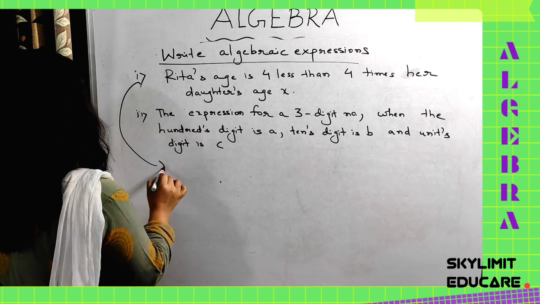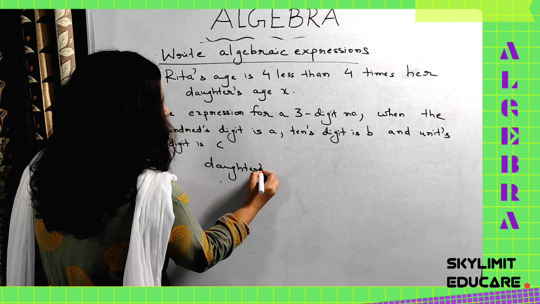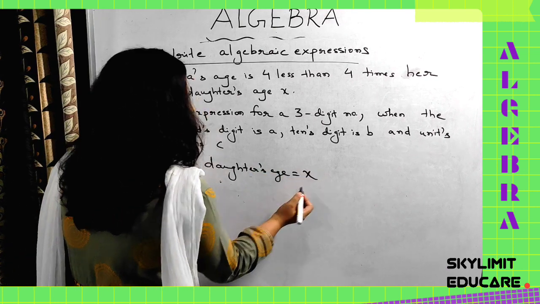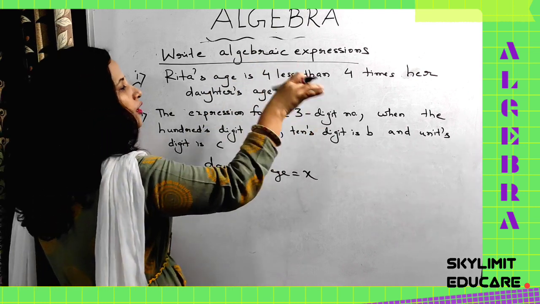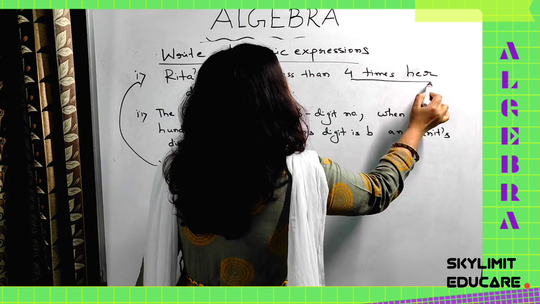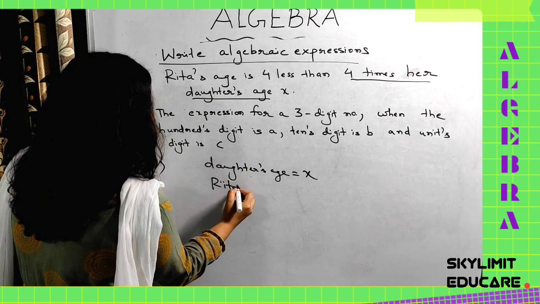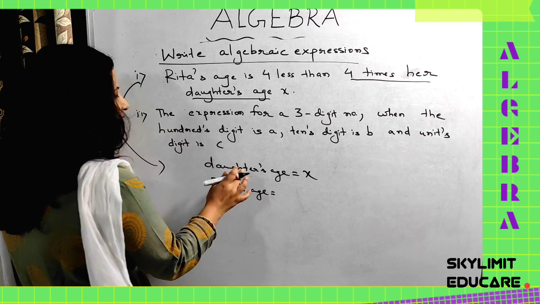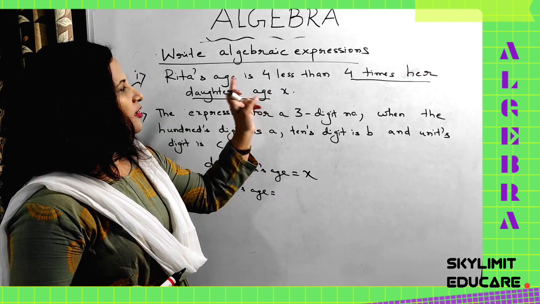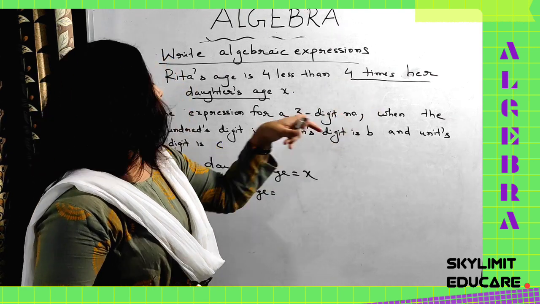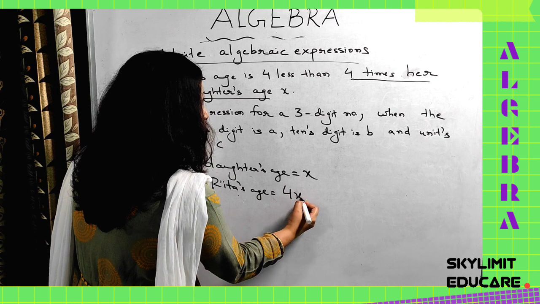Let me solve the first question. So daughter's age is X, right? Rita's age is 4 less than 4 times her daughter's age. Just understand it. What is the daughter's age? Daughter's age is X. So what is Rita's age? First thing you have to find out is 4 times her daughter's age. So what is 4 times of X?